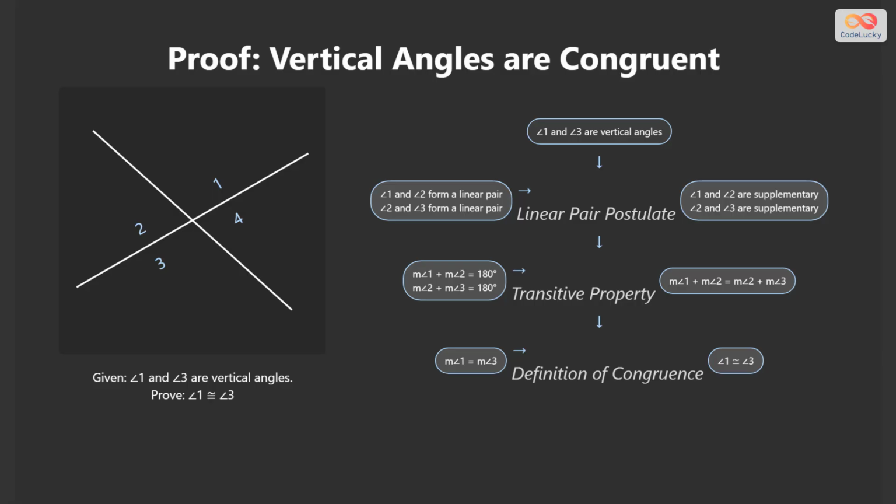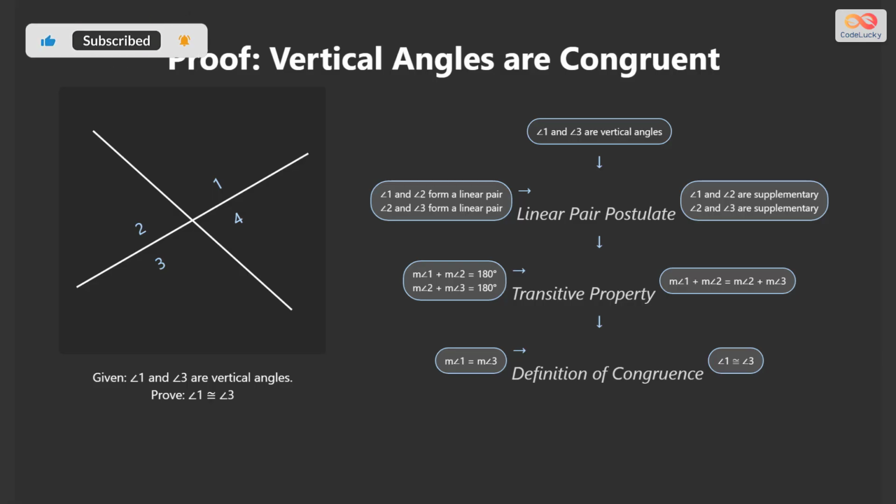We can use a flow proof for more formal proofs, like the Vertical Angles Theorem. Given that angles 1 and 3 are vertical angles, we want to prove they are congruent. We can state that angles 1 and 2 and angles 2 and 3 each form linear pairs. The linear pair postulate tells us these pairs are supplementary. This means their measures sum to 180.